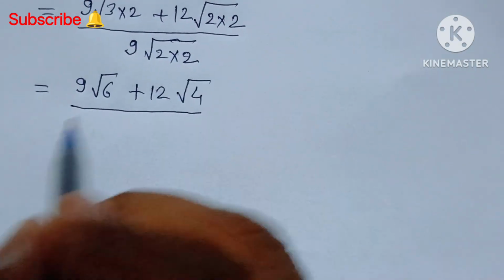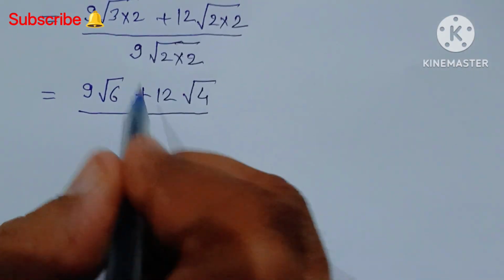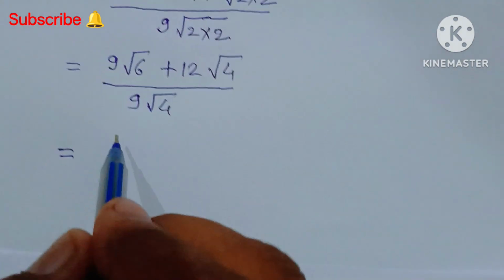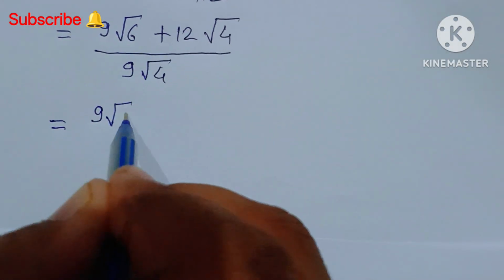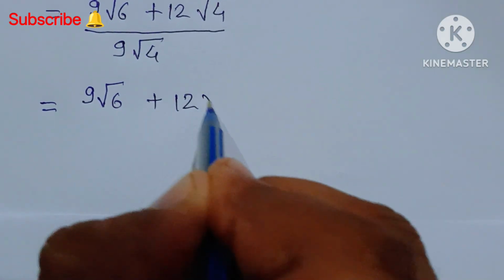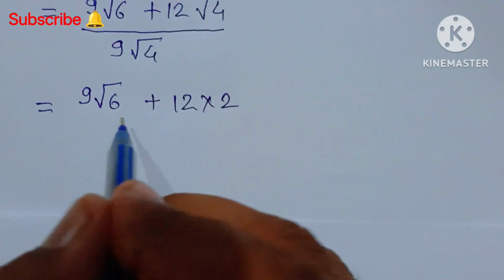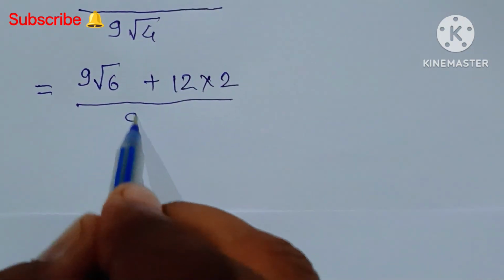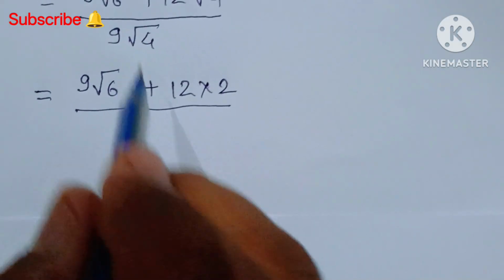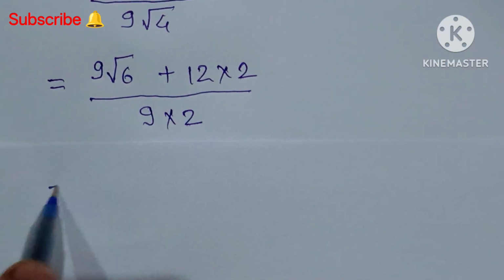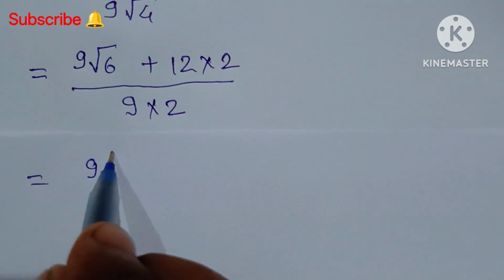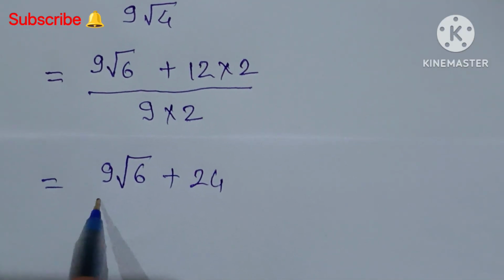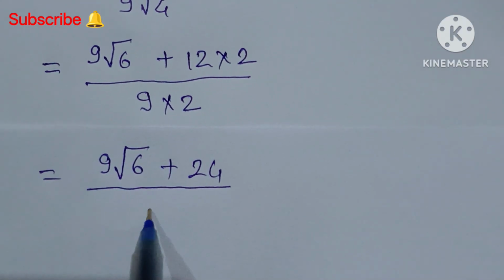divided by 9 under root 4. Now 9 under root 6 plus 12 multiply square root of 4, which is 2, divided by 9 times the square root of 4. Here we get 2, equal to 9 square root of 6 plus 12 multiply 2 becomes 24, divided by 9 into 2, which is 18.